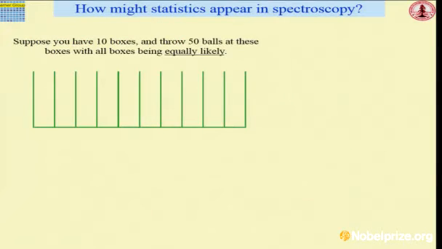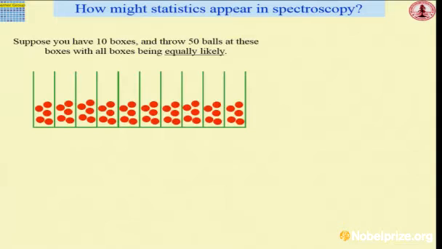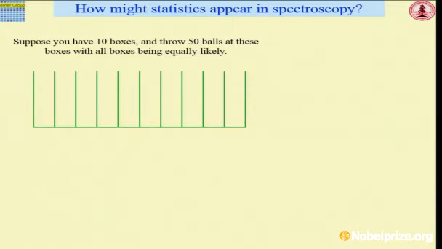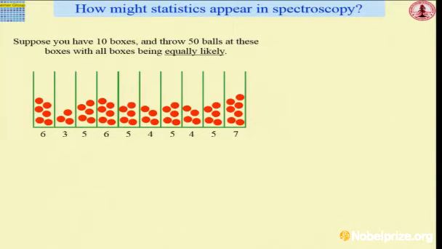Now, let me explain this with a simple analogy. Suppose you now have just 10 boxes and you've got 50 balls, and you want to throw these at these 10 boxes, with all boxes being equally likely. Well, then you might guess, one possibility is that you have exactly 5 molecules in every one of the boxes. But of course, you know that's not what really happens in a real experiment. In fact, what you really get are different numbers of molecules in the different boxes.